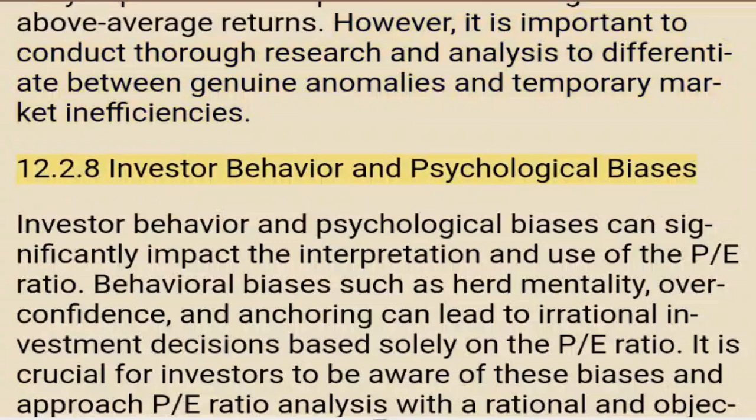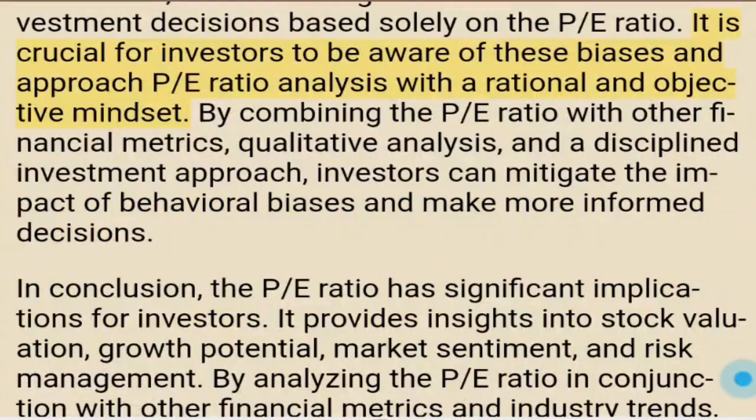12.2.8 Investor behavior and psychological biases. Investor behavior and psychological biases can significantly impact the interpretation and use of the P/E ratio. Behavioral biases such as herd mentality, overconfidence, and anchoring can lead to irrational investment decisions based solely on the P/E ratio. It is crucial for investors to be aware of these biases and approach P/E ratio analysis with a rational and objective mindset. By combining the P/E ratio with other financial metrics, qualitative analysis, and a disciplined investment approach, investors can mitigate the impact of behavioral biases and make more informed decisions.